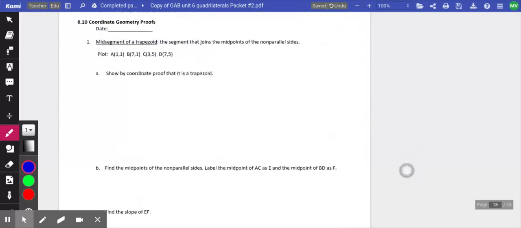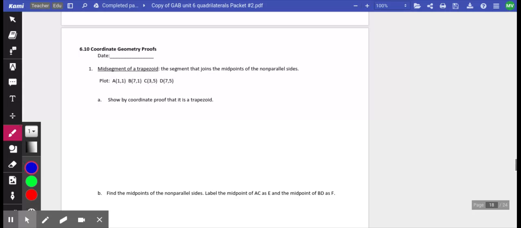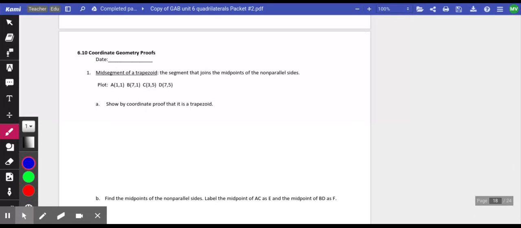Our first example is actually going to show a theorem. We're going to prove the theorem before we write the theorem. So this is a mid-segment of a trapezoid, which is the segment that joins the midpoints of the non-parallel sides. So for this proof, I'm going to use coordinate geometry. So I'm just going to sketch the graph.